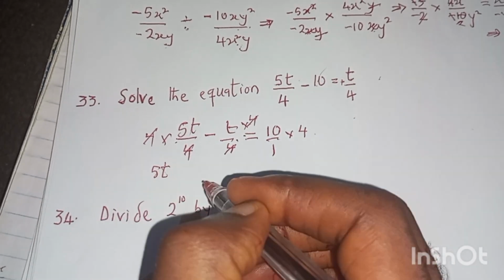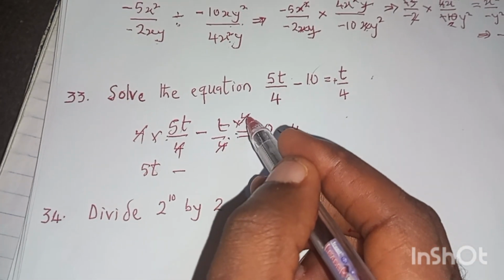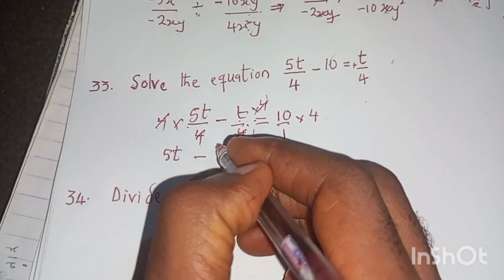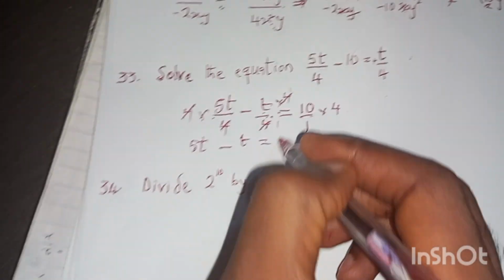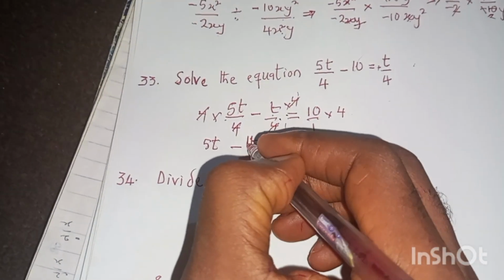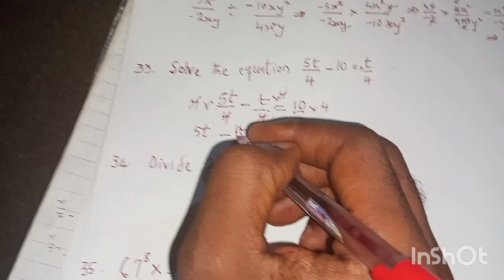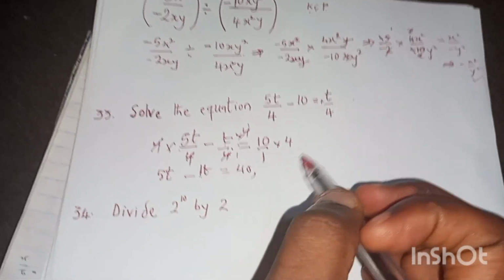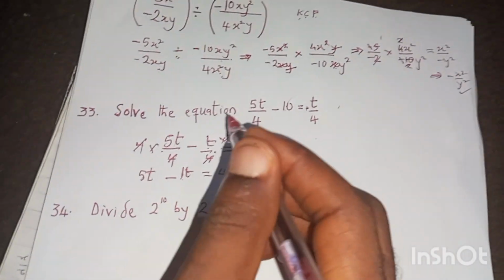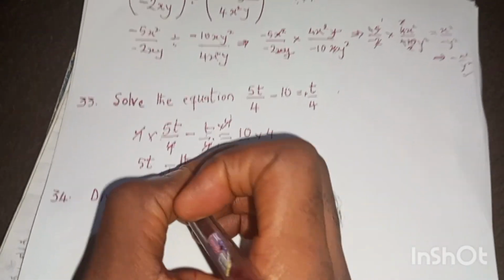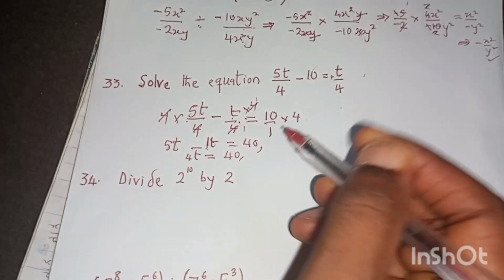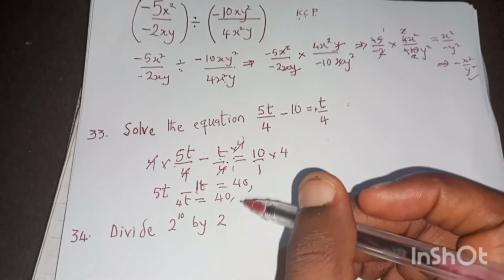We have 5t minus, there's 1 here, 1 times minus t, that's minus 1t, or just minus t, equals 10 times 4, which is 4t. There's an invisible 1 here, so 5t minus 1t. We don't normally write that one, but for the sake of calculation, I'm just going to put it there. Then 5t minus 1t, 5 minus 1 is a 4, so you have 4t equals 40.